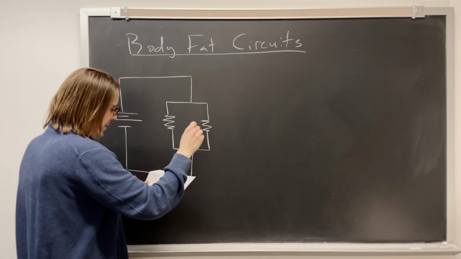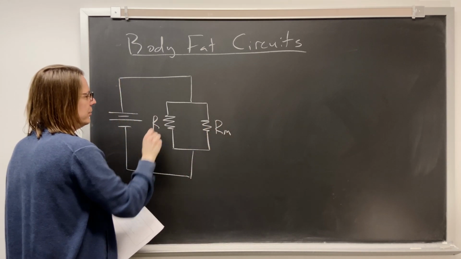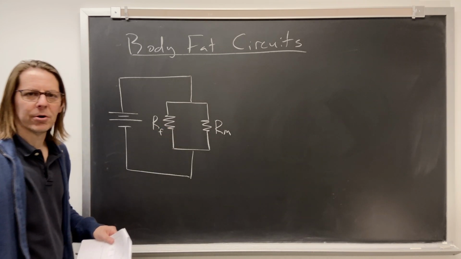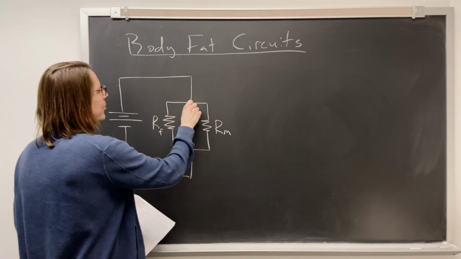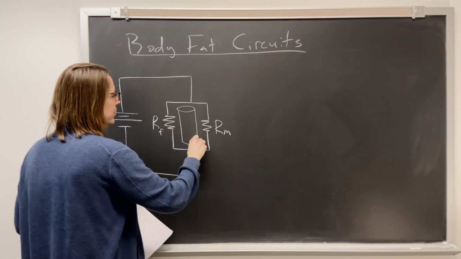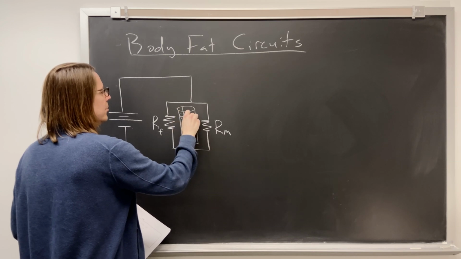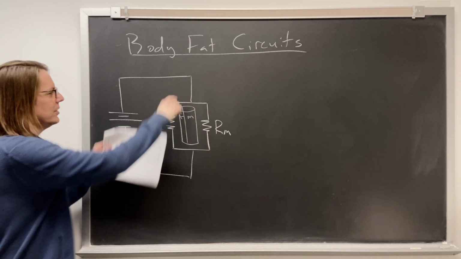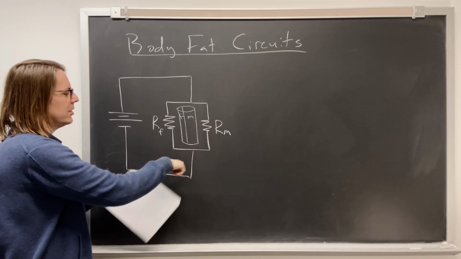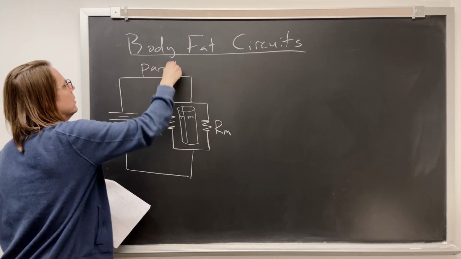So this is the resistance of the muscle part of your arm, and this is the resistance of the fat part of your arm. So this is that part where we said, okay, it's like a cylinder. Your arm is like a cylinder, and it's part fat and part muscle, like that. So we said the current splits to go in these two regions and then comes back together. So that's what we call in parallel.